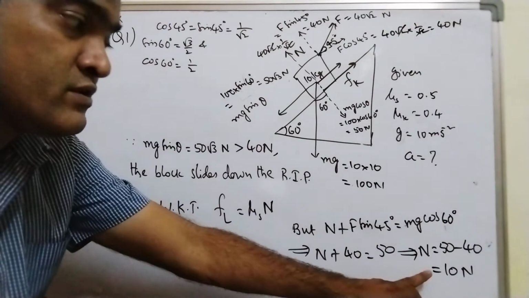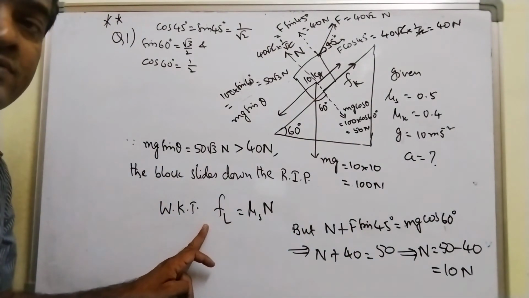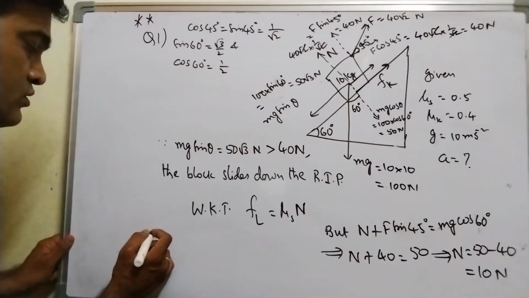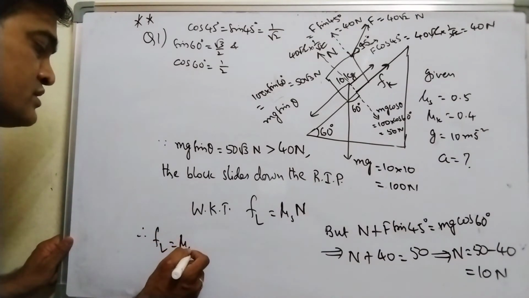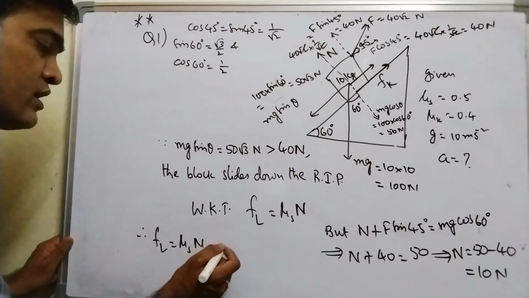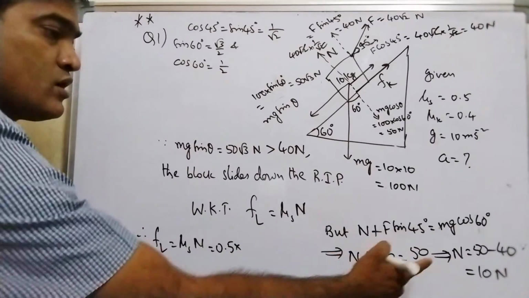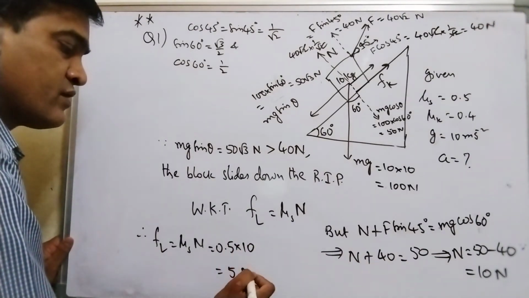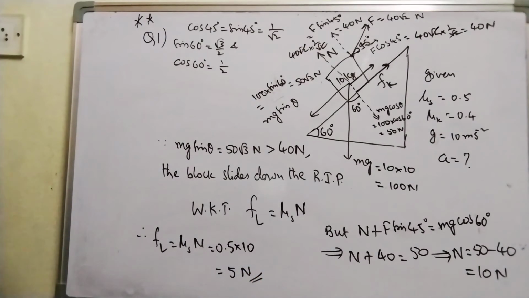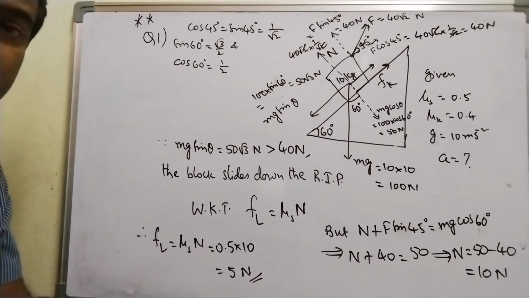Once I got the value of N, I will put it here to find the limiting friction. Therefore, limiting friction is equal to mu s into N. The value of mu s is given as 0.5, into the normal force, which we just got as 10, which comes out to be 5 Newton. Limiting friction value is 5 Newton.